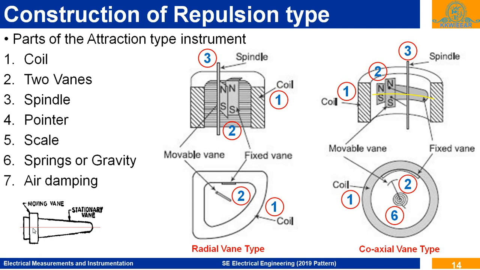But as the moving vane moves, the H will change. As the area changes, the H will change, or the field strength will change between the fixed vane and the moving vane. So for coaxial, the axis is the same and only the area changes. This is the difference between the radial vane and coaxial vane type, or the repulsion type instrument.